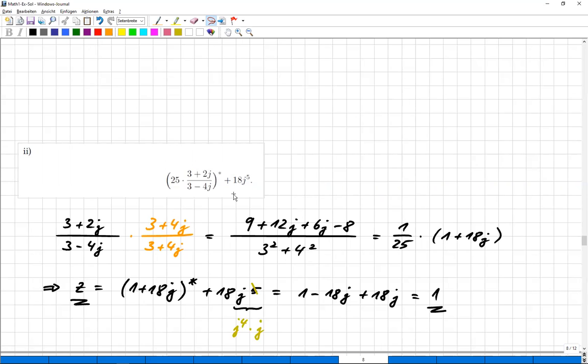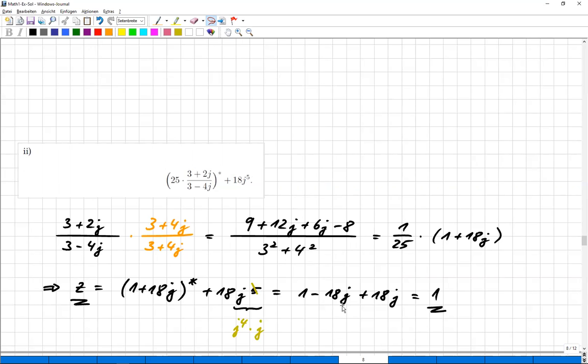Then the whole expression says we should take the result times 25. So if I do this in the end, this 25 cancels against the 1 by 25, so that disappears again. What remains is 1 plus 18j. Then we have to do the star to perform the complex conjugate, and then add j to the power of 5. And 1 plus 18j star, of course, means that I replace j by minus j.